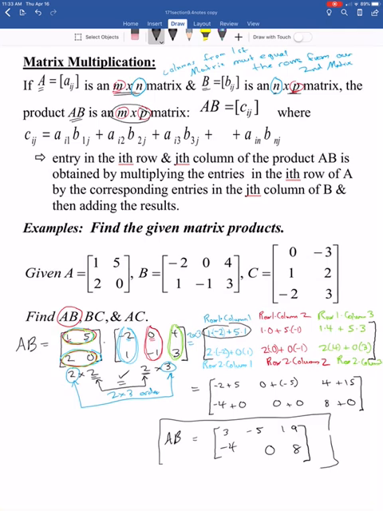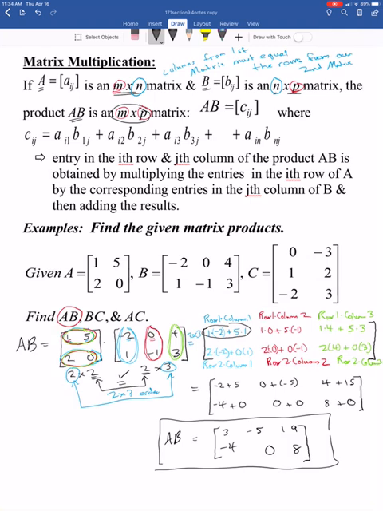So we're not multiplying corresponding entries. It's different than sum and difference, right? When we're doing multiplication, we multiply row by column. But you have to make sure the columns from your first matrix equal the rows from your second. If not, the product is undefined and you can stop.